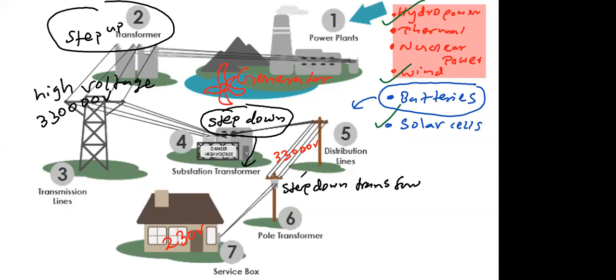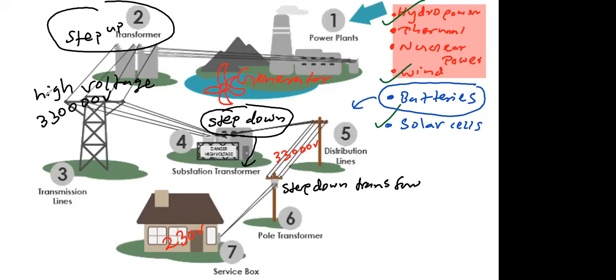That is using step down transformers. So it's very, very important. First step up near the powerhouse before the transmission. Then in substations again step down, and near your house step down. So finally this very high voltage is reduced to 230 volts.